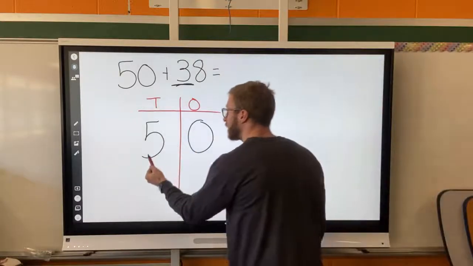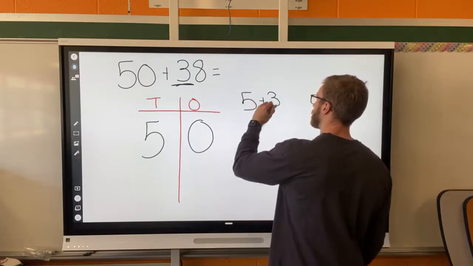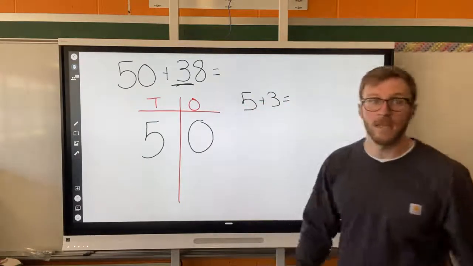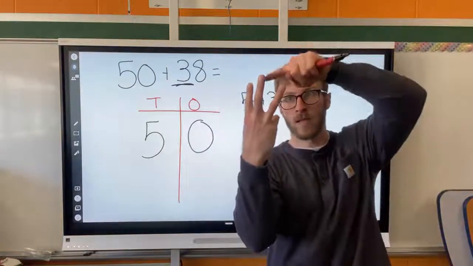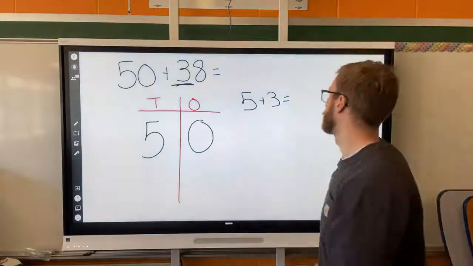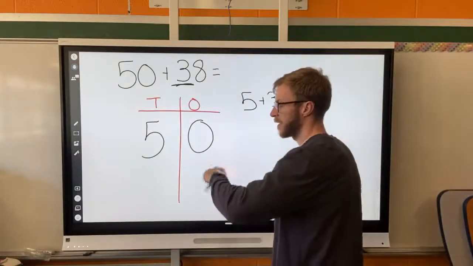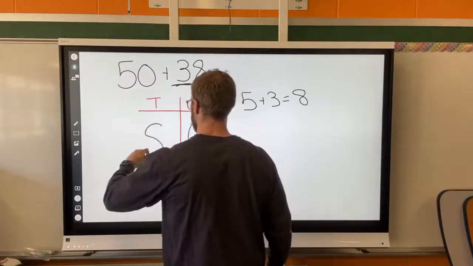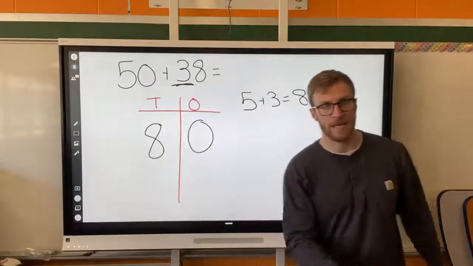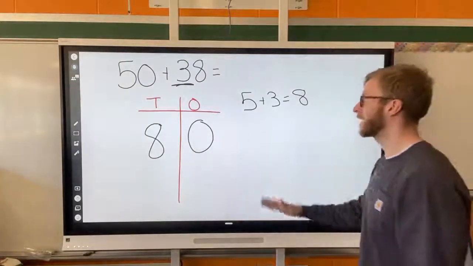So we have 5 tens plus 3 tens equals, what's 5 plus 3? 5, 6, 7, 8. 5 plus 3 equals 8. So 5 tens plus 3 tens equals 8 tens. So this becomes an 8. Is our answer 80? It's not. It is not.